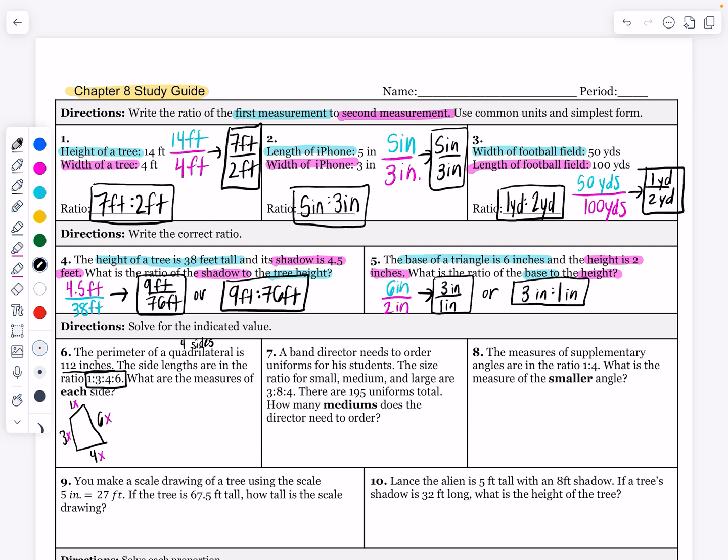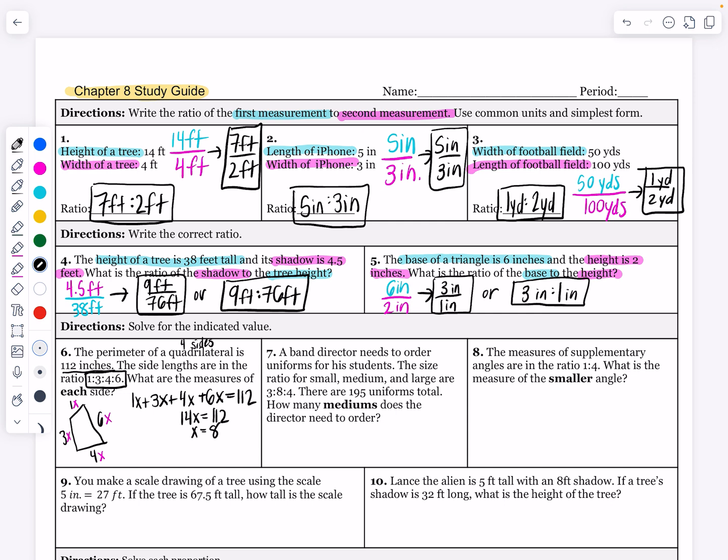So here's what we know. We know that it is going to be 1x plus 3x plus 4x plus 6x, all the way around the outside of that shape. All 4 of those pieces in this quadrilateral should have a sum of 112 originally. They have just reduced this out. So then we're going to combine our like terms. We're going to do 1 plus 3 plus 4 plus 6, and we get 14x equals 112. And so what we're doing now is we're finding what did they simplify this by. So we divide by 14 on both sides. I get 112 divided by 14, and that gives me 8.